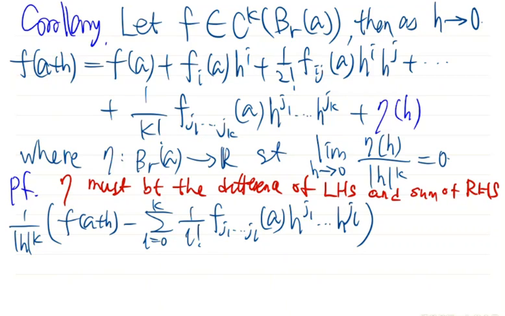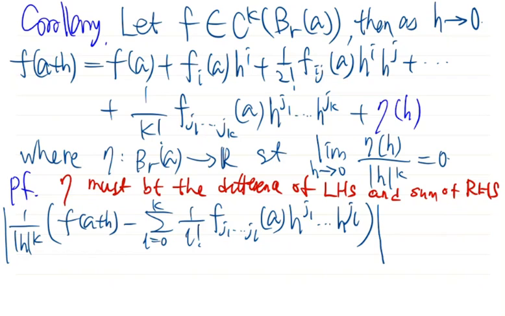So the conclusion of the corollary means that this difference divided by the norm of h to the power k should converge to 0. If you can prove that this converges to 0, then the corollary is established. Okay, so to prove that this is converging to 0, we need to take absolute value.